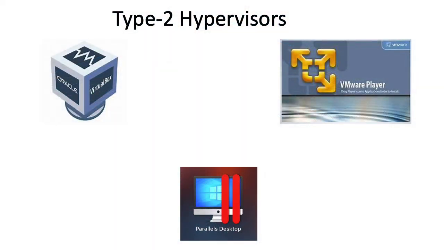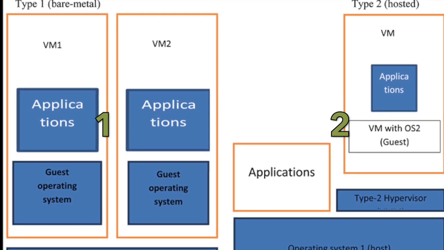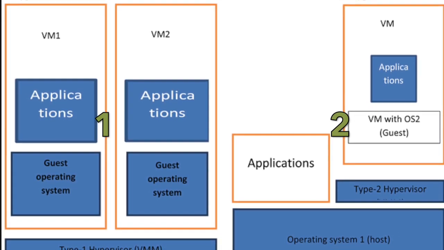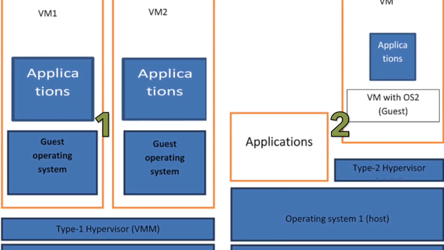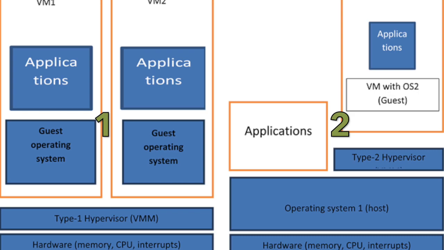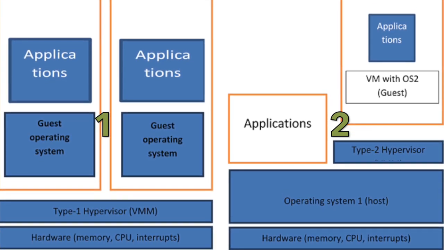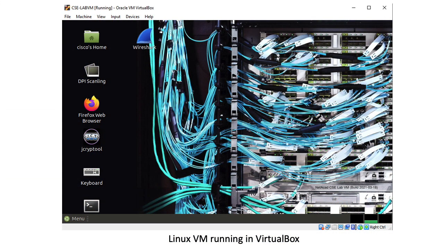Type 2 hypervisors are installed within the host OS as an application and are sometimes referred to as host-based hypervisors. VMs created on Type 2 hypervisors are not as fast, reliable, or secure as those created on Type 1 hypervisors. Type 2 hypervisors are typically used for client or end-user applications. Some popular Type 2 hypervisors include Oracle's VirtualBox or VMware's Player. Microsoft's Hyper-V can also be run as a Type 2 hypervisor.